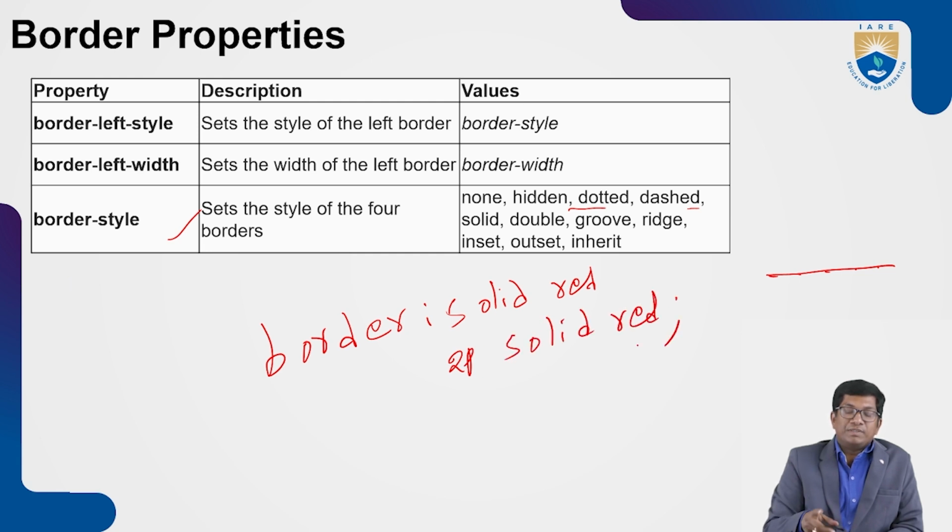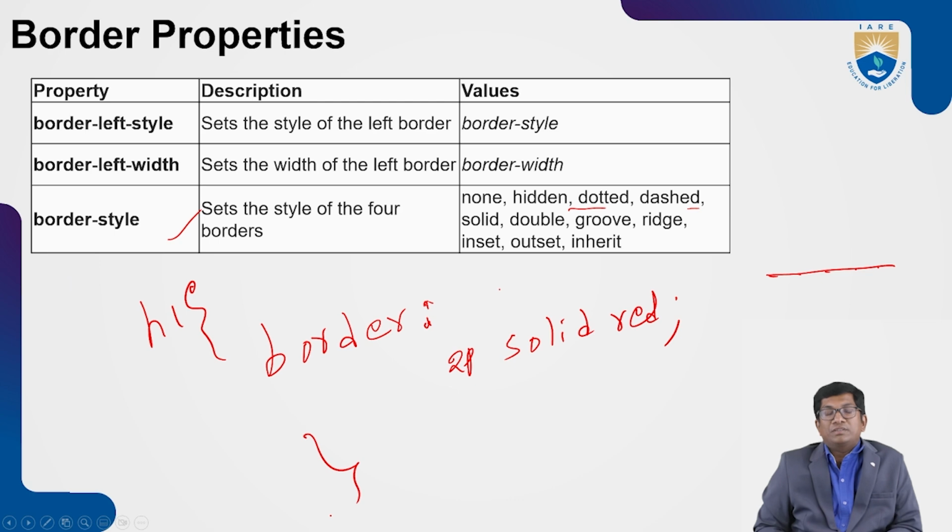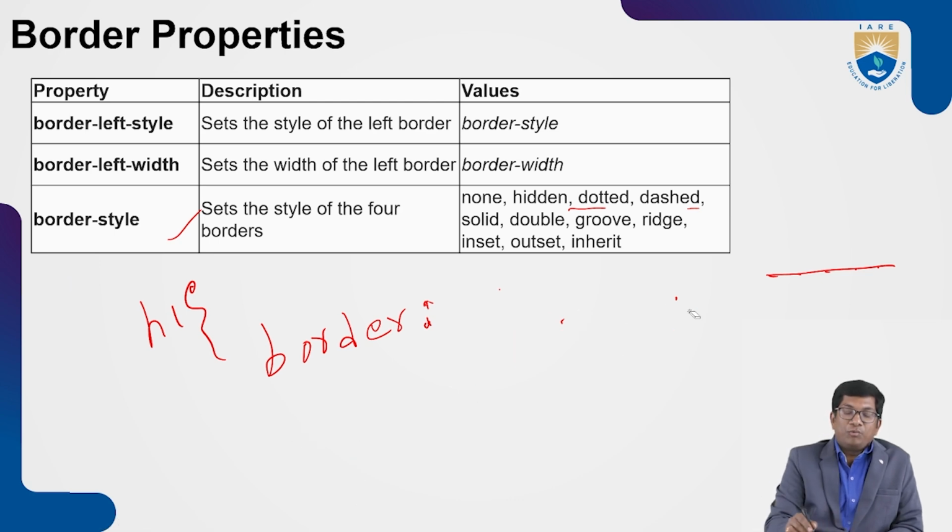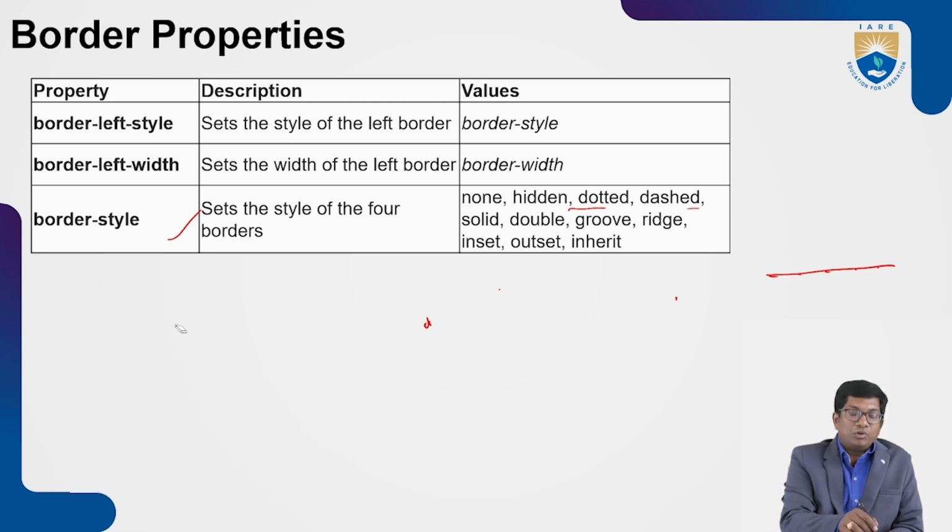So like this you can specify the border, for example, for an H1 element. So you can specify it. Okay, so that is about border attributes, border properties.